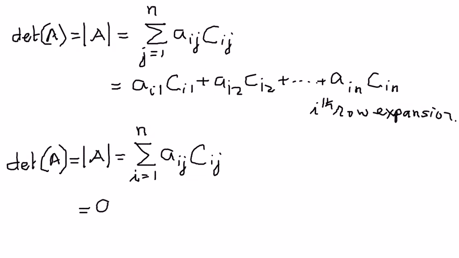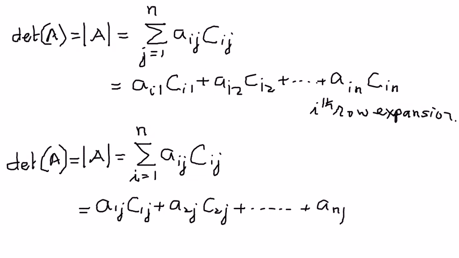That is going to be A1j, C1j, plus A2j, C2j, plus all the way to Anj, Cnj, and this is as per the jth column expansion.